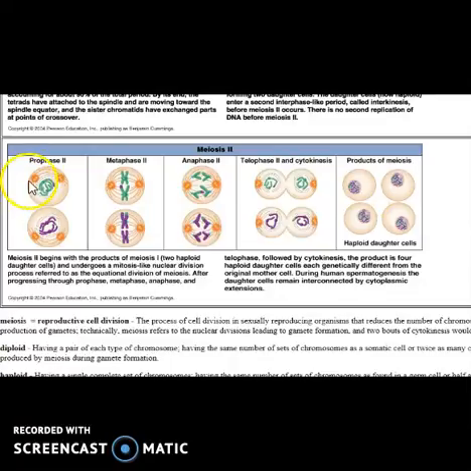But similar steps. The nuclear envelope begins to break. They align. They separate. And they become ultimately 4 haploid daughter cells.